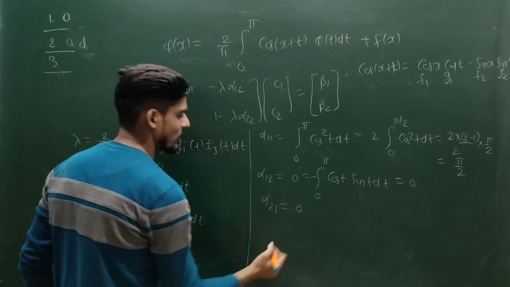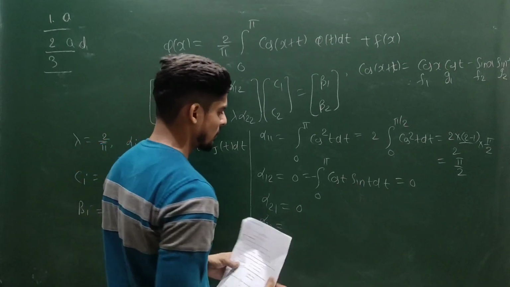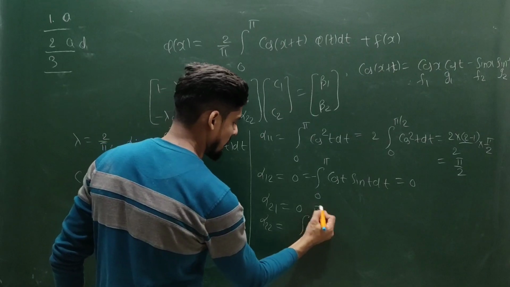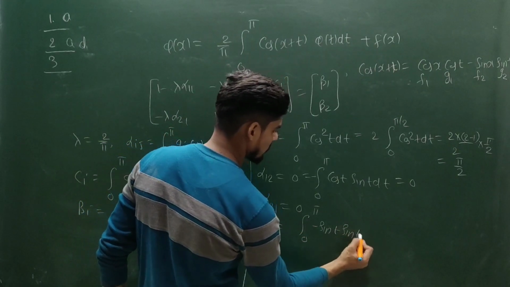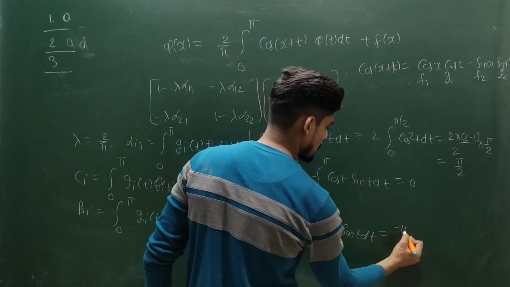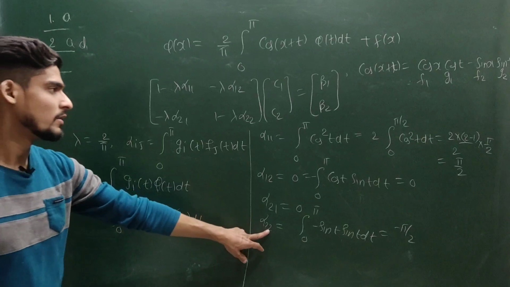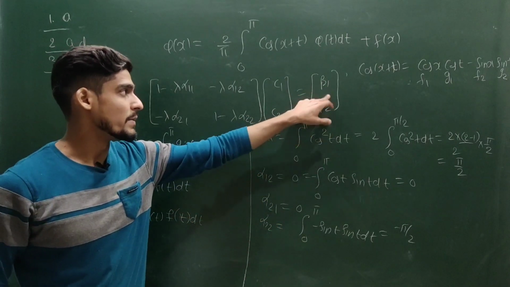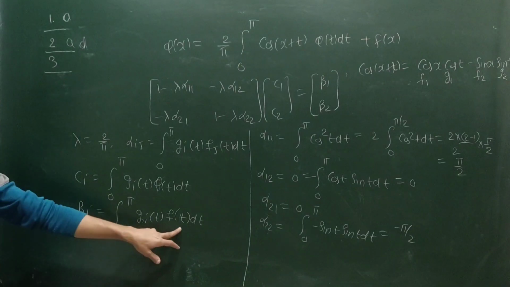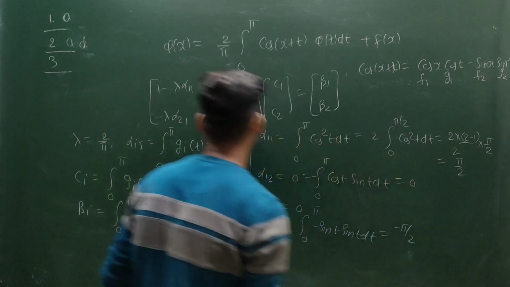Similar argument for alpha 2, 1 and alpha 2, 2. If you observe integral 0 to pi, alpha 2 is minus sin t, this is sin t dt. It will give me minus pi by 2. So I will have this. This you can easily observe. So I have computed this. I need to compute beta 1 and beta 2, but my beta 1 and beta 2 are depending over f. So you note this and let me go further.